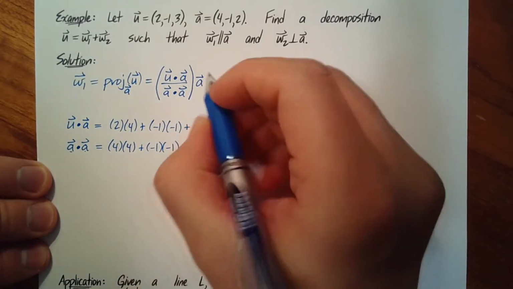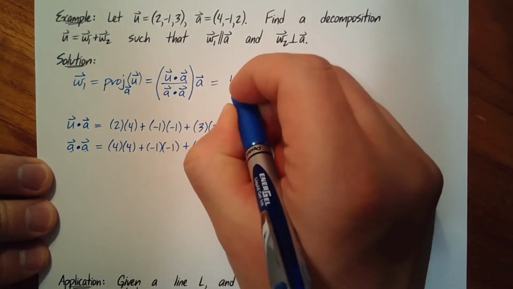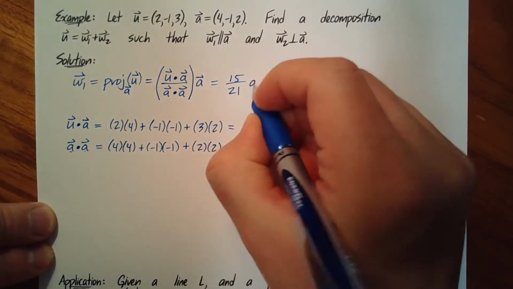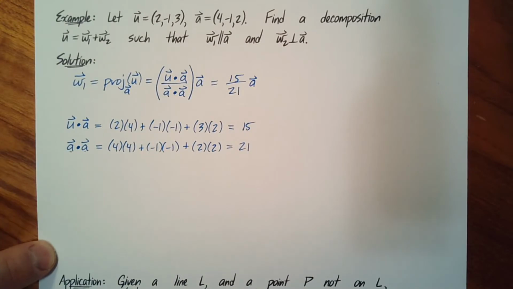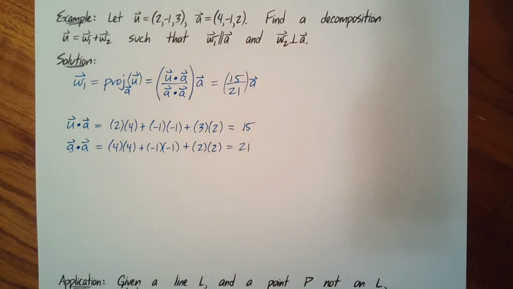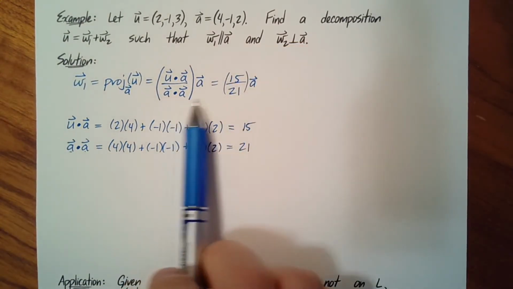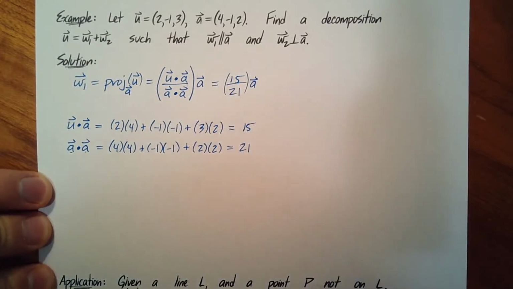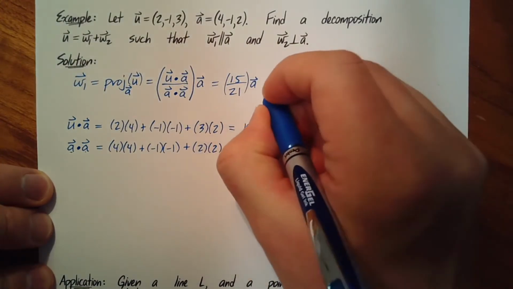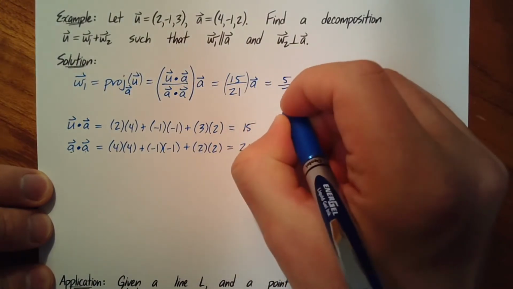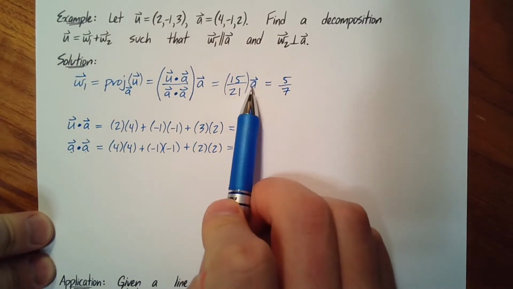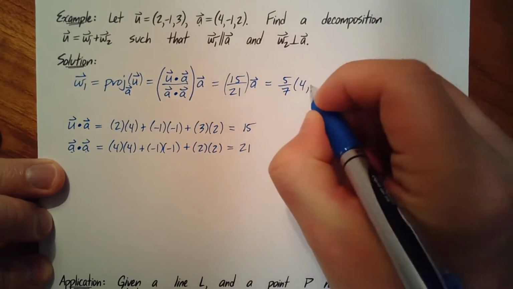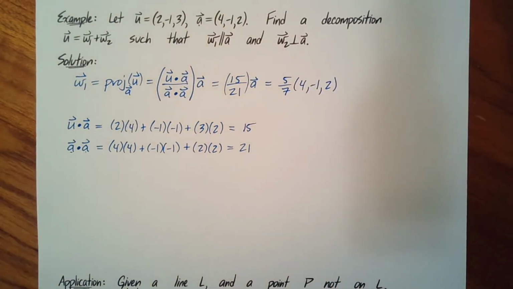Okay, well that means this is really just 15 over 21 times the vector a. Right, and I can put brackets there if I want. So that's what this projection ends up being. But 15 over 21, you can reduce that actually. They've got a common factor of 3 in the numerator and denominator. So we can actually write this as 5 over 7, and then let's use the vector a, 4, -1, and 2. So that is our vector w1.